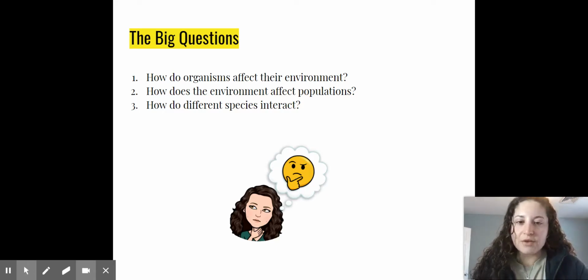And number three, how do different species interact? So there's different types of relationships between different species or different populations, and some are helpful, some are hurtful, some are neutral. We're going to be looking at that.